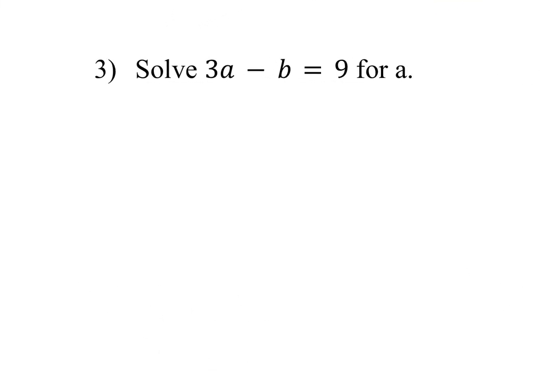We have 3a minus b equals 9, and we want to solve for a. So what letter are we getting by itself? A. Yeah, solve for a. Okay, so what do we need to get rid of first or move? B, yeah. So are we going to add, subtract, multiply, divide? What are we doing? Add it. Good. Go for it. Add.